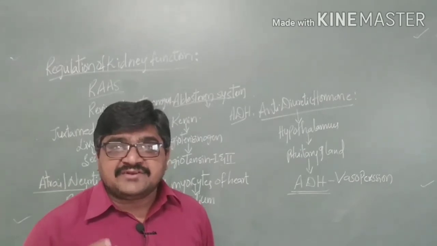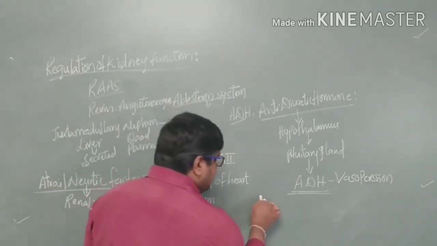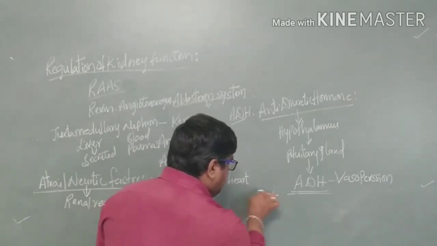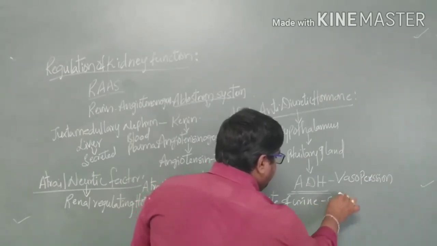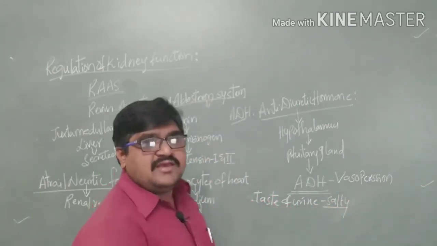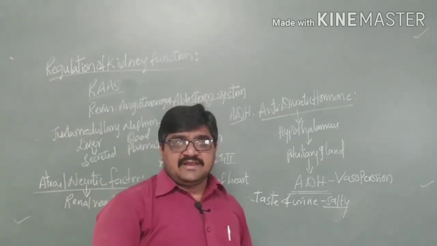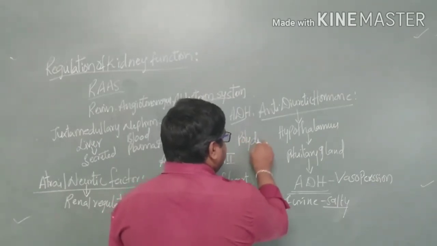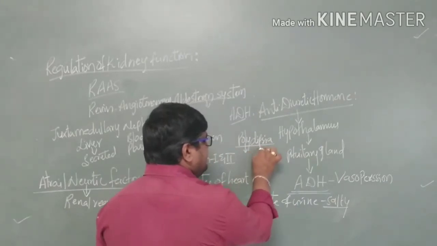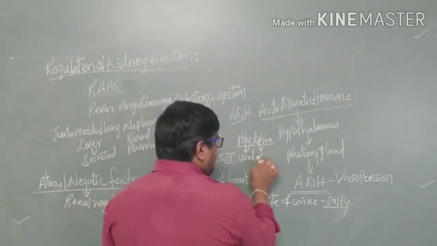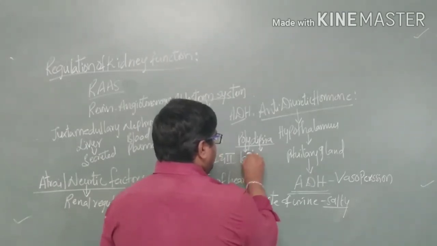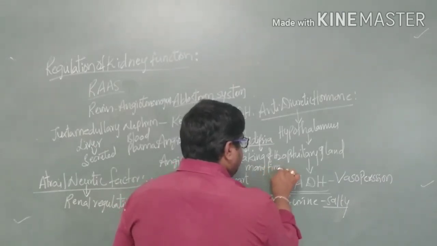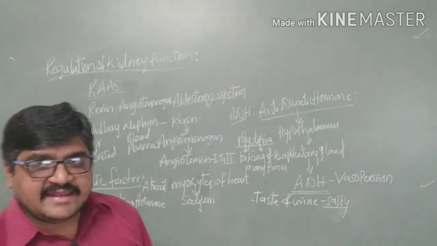So the urine becomes tasteless. Why? The taste of urine is salty. When the ADH hormone is not present, a larger amount of water is eliminated from the body. That means a polydipsia condition takes place. Poly means many, and dipsia means taking of water, many times. So this process we call the polydipsia condition.